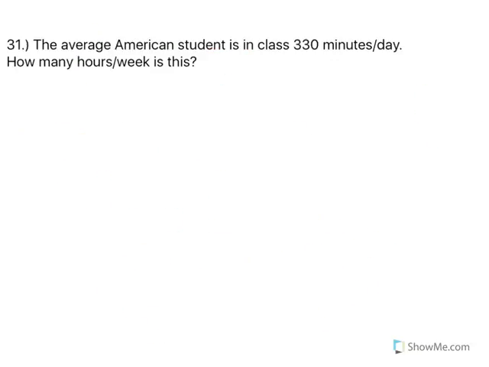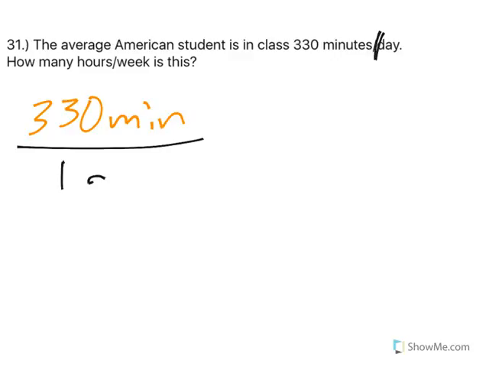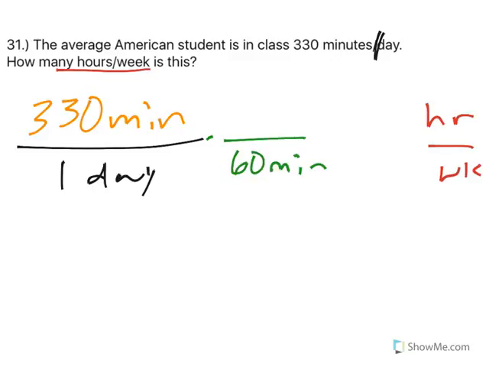The average American student is in class 330 minutes per, there's the 1 day. I want to change that to hours over week. Notice I have to change both, top and bottom. So first, I know there are 60 minutes in 1 hour. Okay, so that makes the minutes go away. I now have hours. That part's good.